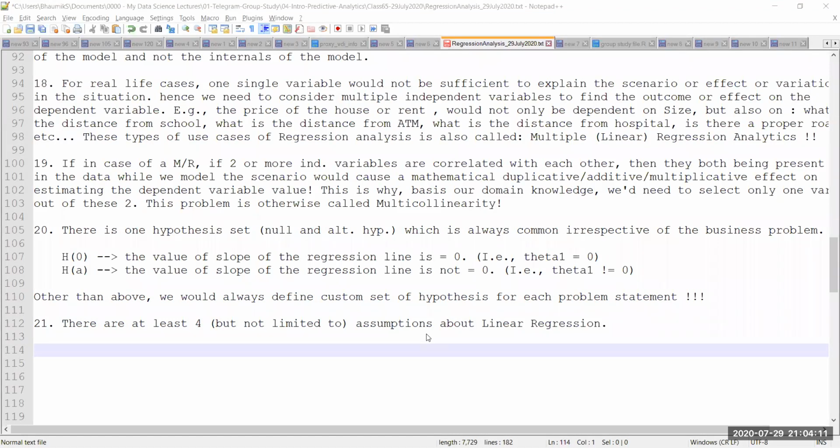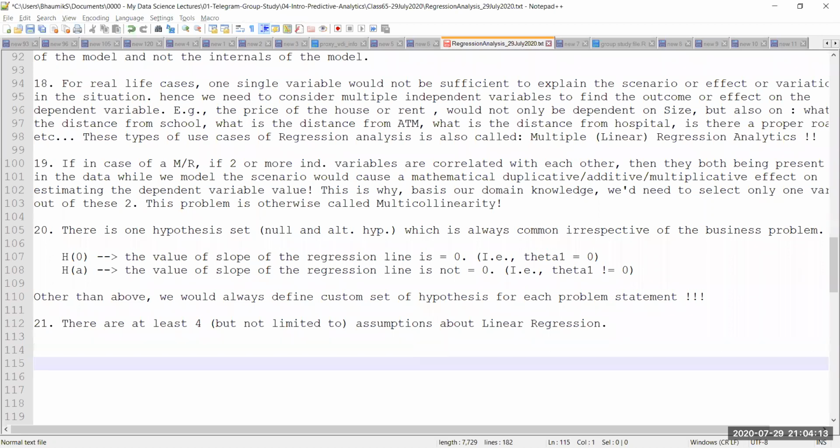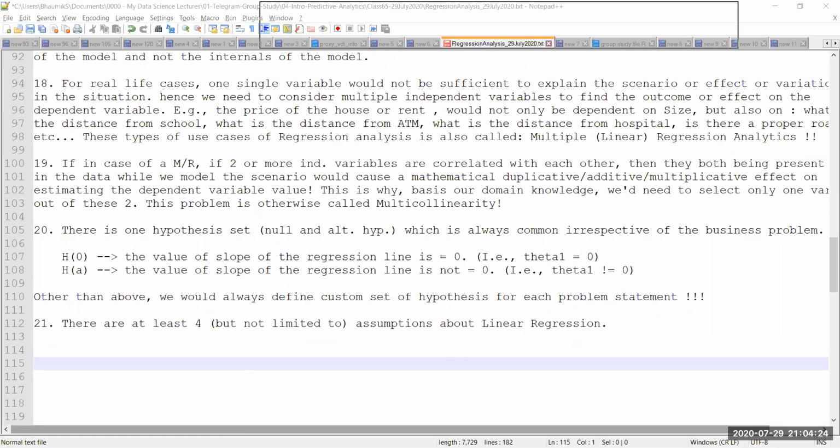I believe the screen share got stopped. Fine. So we are going to look at some very common assumptions of linear regression.